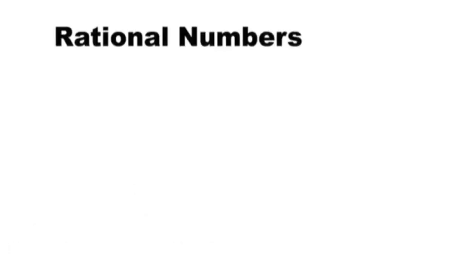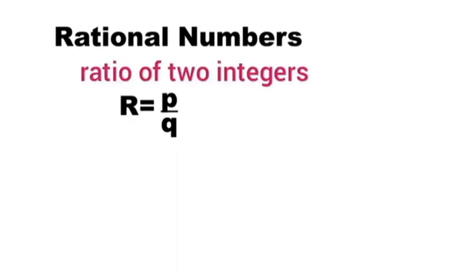So integers on top, below them are the whole numbers, and below the whole numbers are the natural or counting numbers. Other types of numbers are the rational numbers. These numbers come from the ratio of two integers, P over Q, which is equal to R, a rational number represented by capital R. P is an integer and Q is an integer, provided that Q is not equal to 0, because if Q is equal to 0, this is undefined.